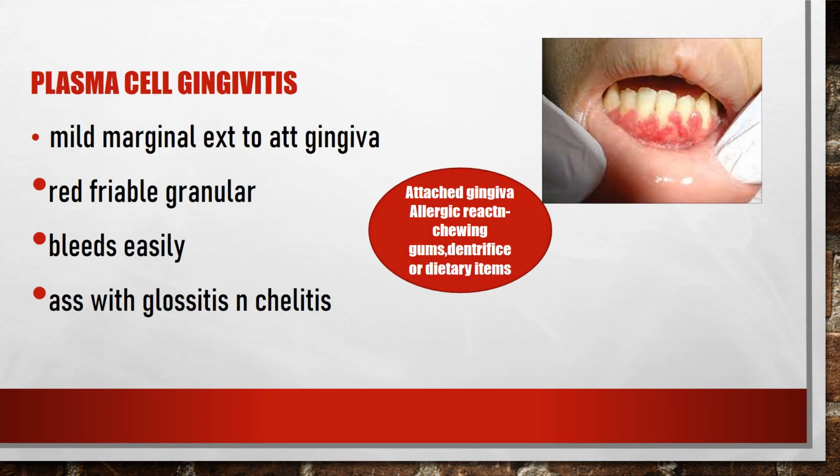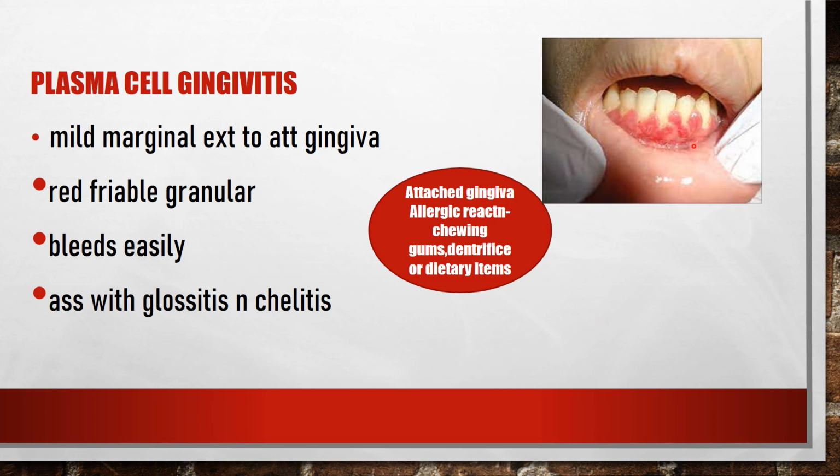The next one under chronic inflammatory gingival enlargement is plasma cell gingivitis, which is a mild marginal involvement extending to the attached gingiva. The marginal gingiva is much less involved compared to the attached gingiva. That is the main area, and you can see that it appears red, friable and granular, and bleeds easily. It is associated with gingivitis and cheilitis, and is more confined to the attached gingiva.